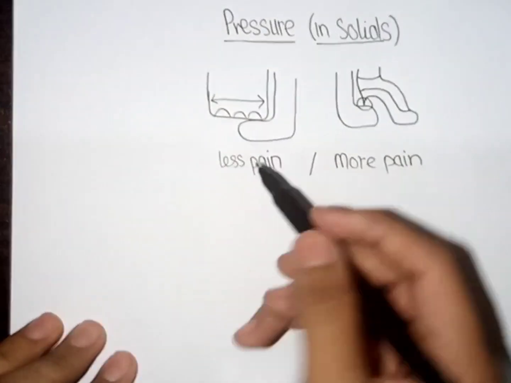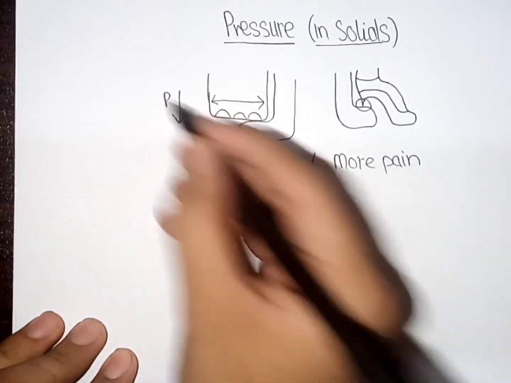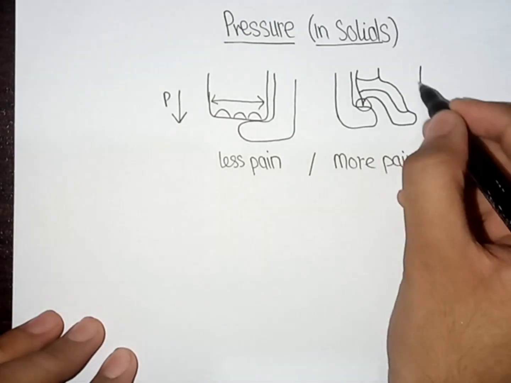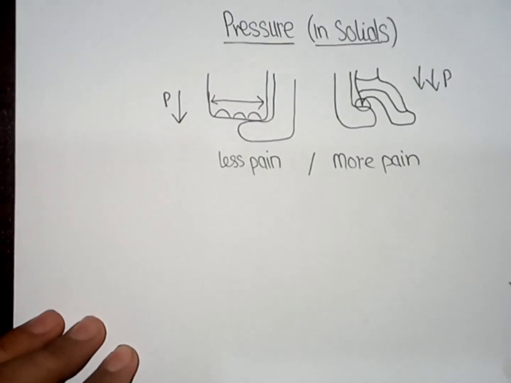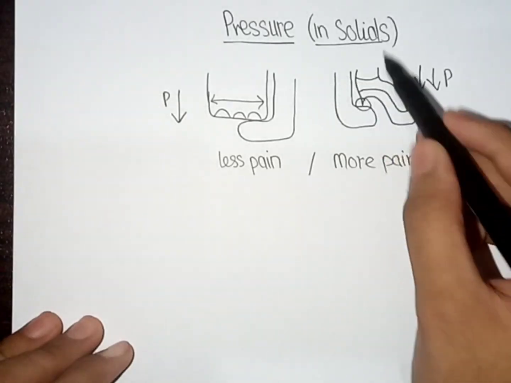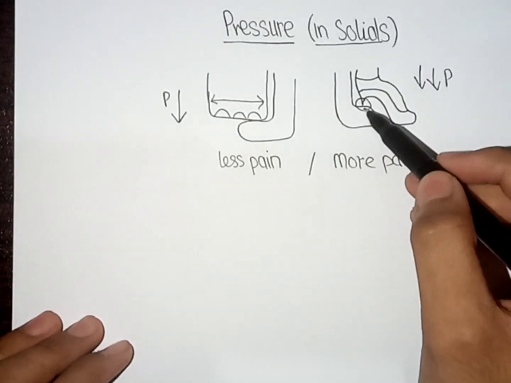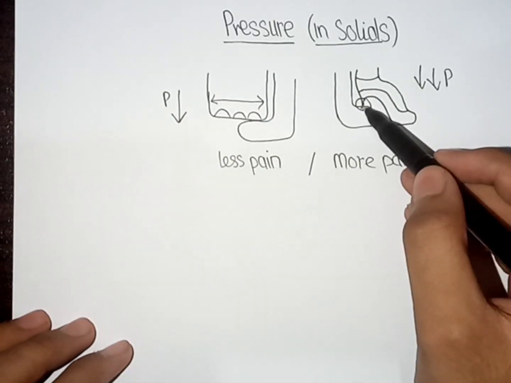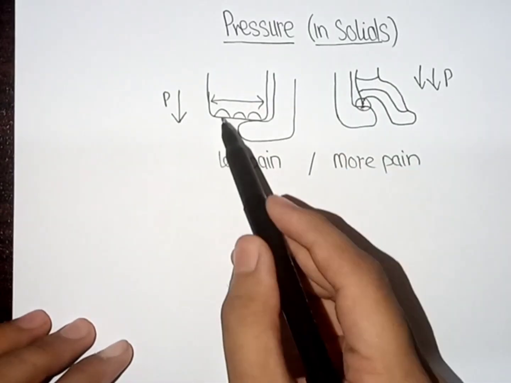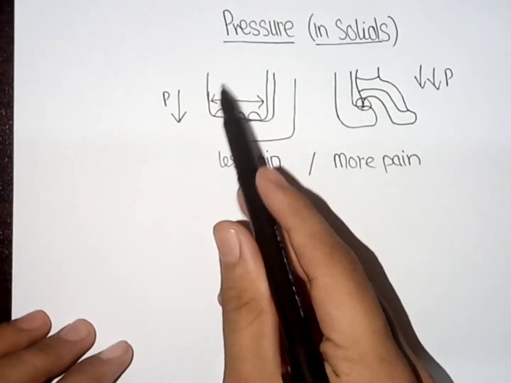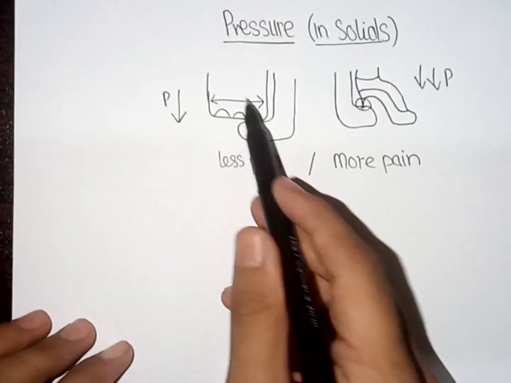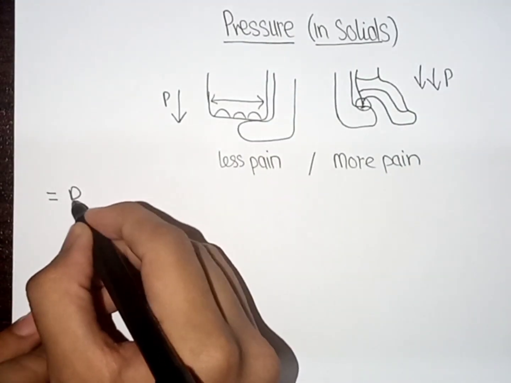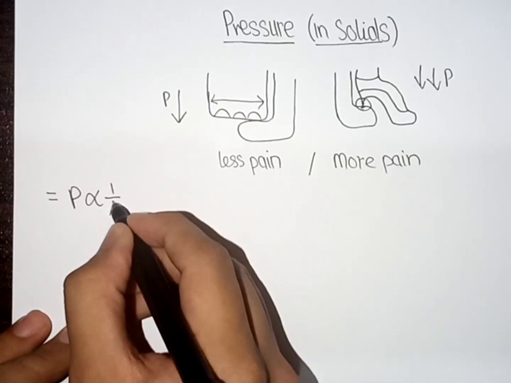Because if there's more area, there will be less pressure, and if there's less area, there will be much more pressure. Because of all the body's weight, the force will come to a single point, which will have more pressure at the less area. And when the area is full, the force will be distributed to each part, so there will be less pressure. We can understand this by representing that pressure is inversely proportional to area.